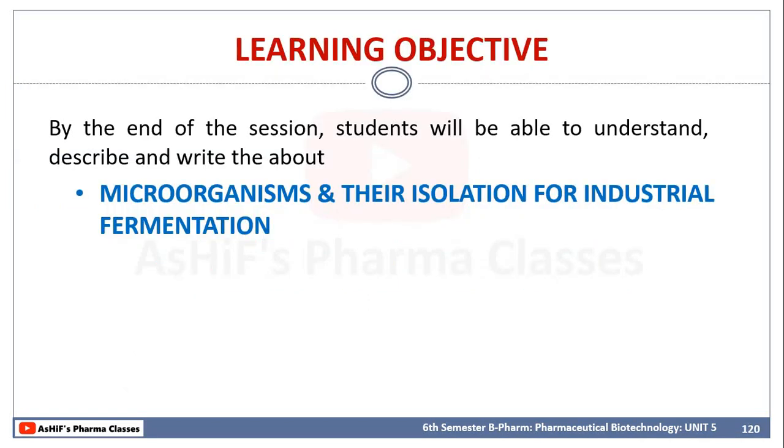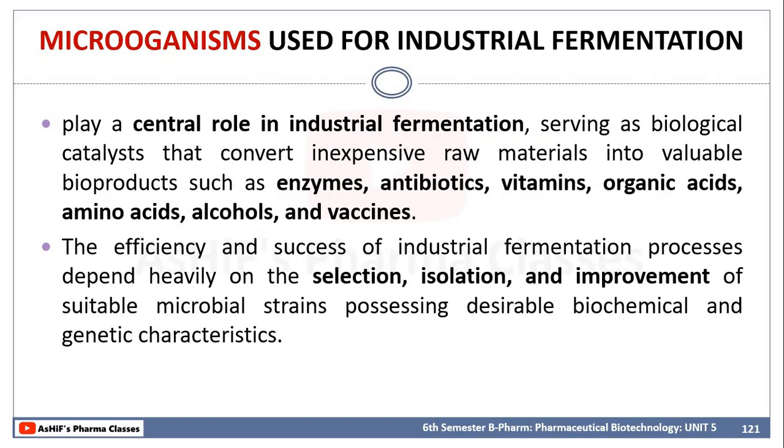So this is the learning objective. After the session, you will be able to understand, describe and write about different microorganisms and their isolation for industrial fermentation. The microorganism is the critical requirement which will affect the productivity, yield and specificity of the final product.